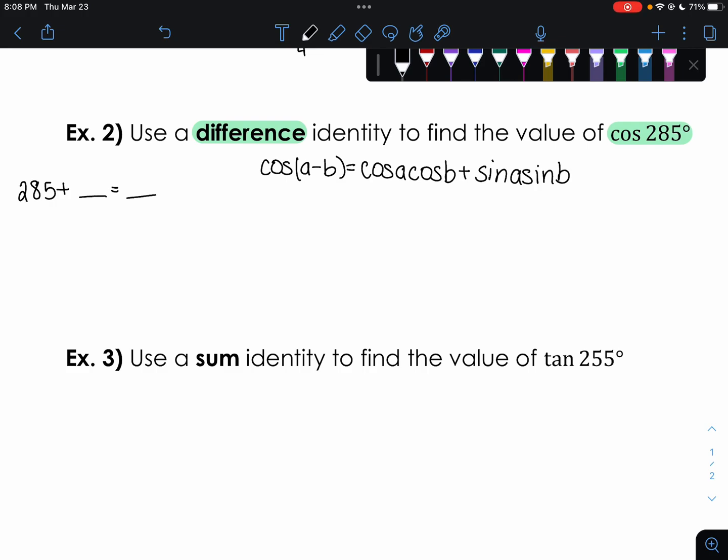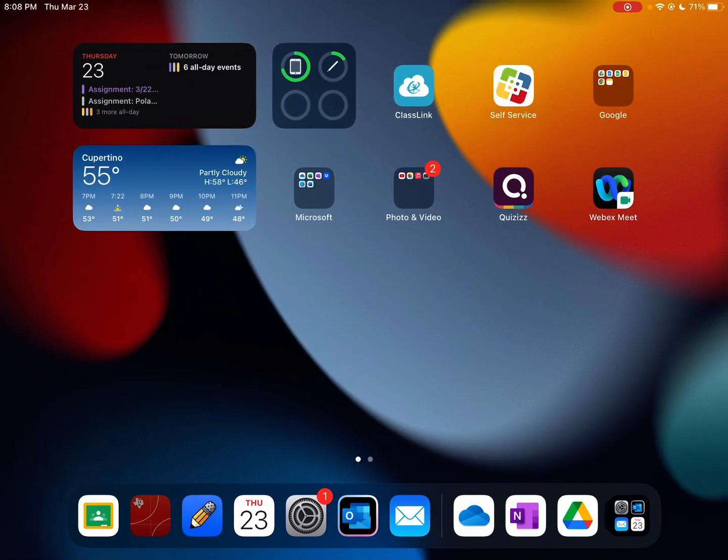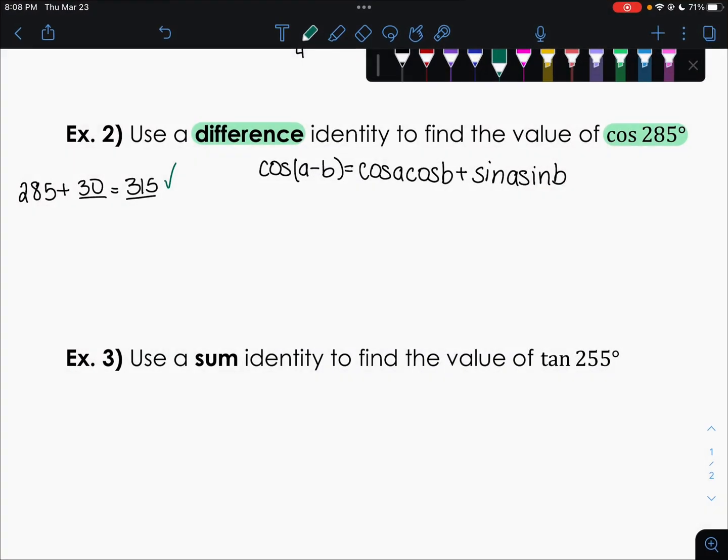So if I am subtracting some angles or adding some angles, let's see. Let's just add 30 degrees. If I add 30 to 285, that gives me 315. I should know 315, and I know 30 degrees. So this looks like it works out for us. Check mark. So those are the two angles I'm going to use. Okay, you can double check that. Does 315 minus 30 give me 285? 315 minus 30 gives me 285, which is what I want. So that works out.